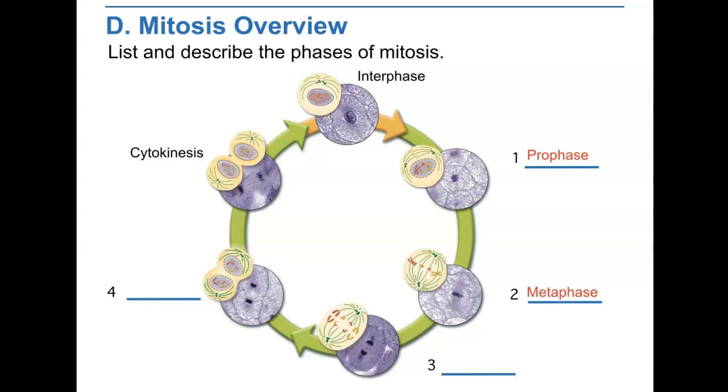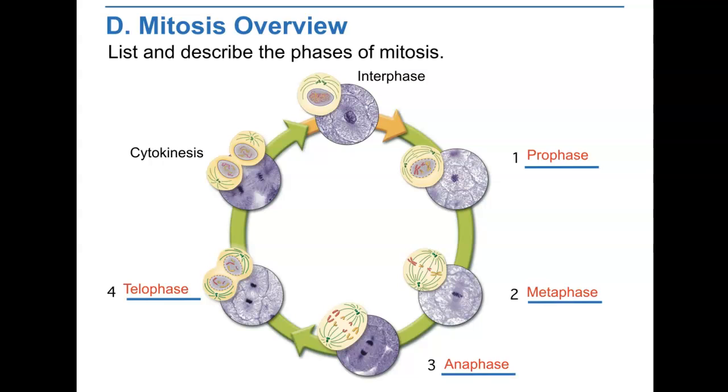The third phase of mitosis is anaphase. For anaphase, you should be able to identify that the sister chromatids separate into individual chromosomes and are moving to opposite ends of the cell. The last phase of mitosis is telophase. For telophase, you should be able to identify that the chromosomes gather at opposite ends of the cell and lose their shapes, and two new nuclear envelopes form.